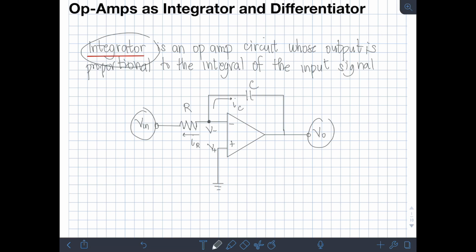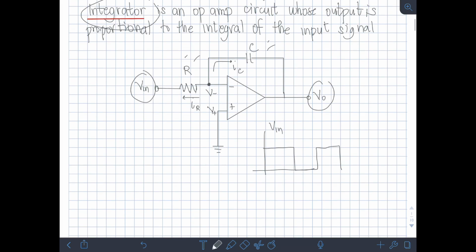So yung magiging output natin ay integral ng input natin Vin and the constant of proportionality is the value of the RC constant which is denoted by the value given by the capacitor and the resistor. So, dapat tatandaan nyo na kapag integrator, yung feedback element nyo ay yung capacitor at yung input element nyo ay resistor.